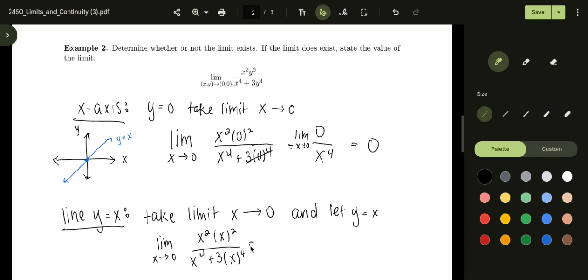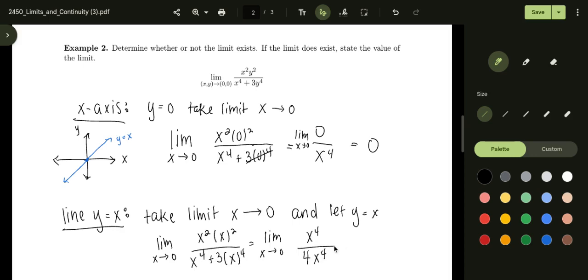And so we're going to have to simplify. So again, we're still taking the limit as x approaches 0. X squared times x squared is x to the 4th power in our numerator. And then we have x to the 4th power plus 3x to the 4th power, so we have a total of 4x to the 4th power.